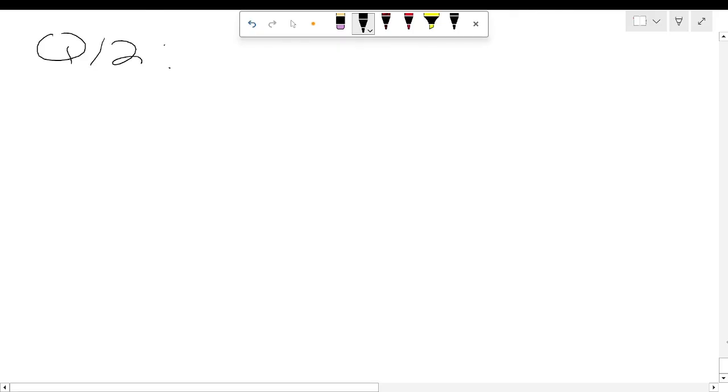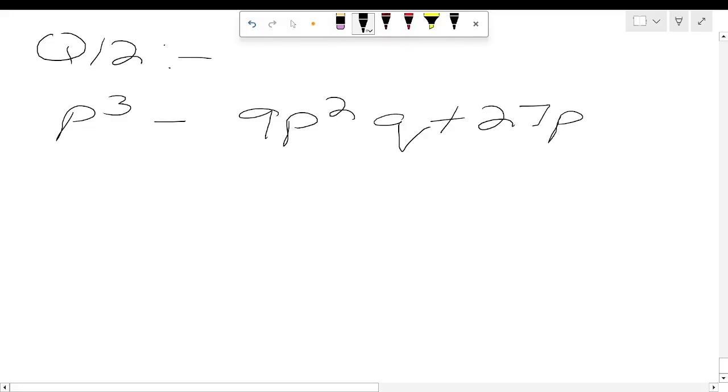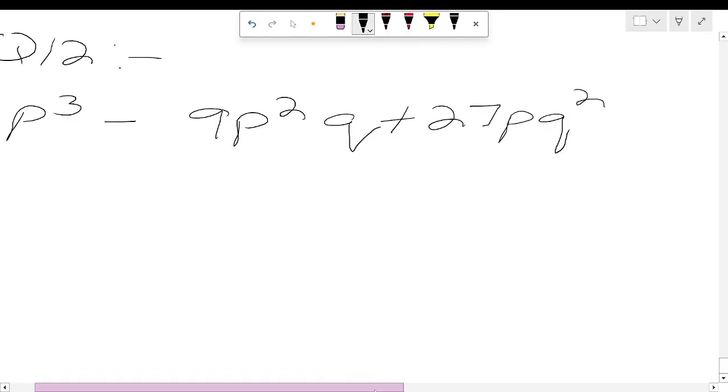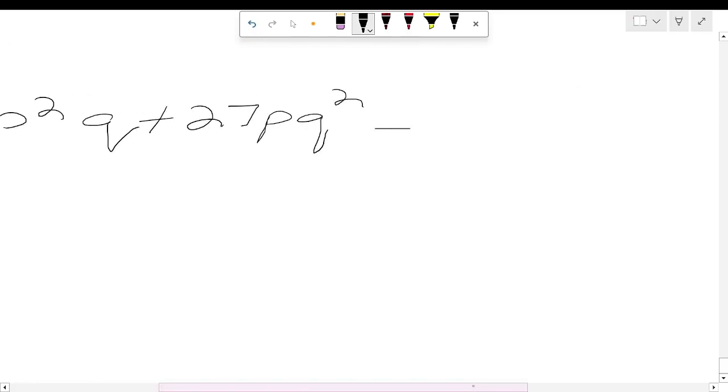Here in question number 12, it is stated that p cube is being subtracted from 9p square q added with 27pq square and then subtracted from 27q cube again.